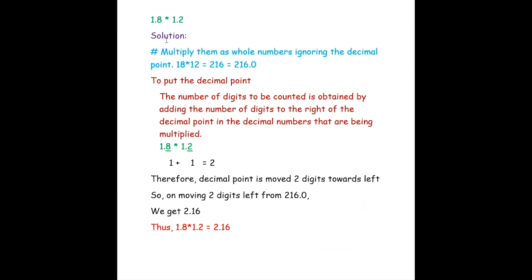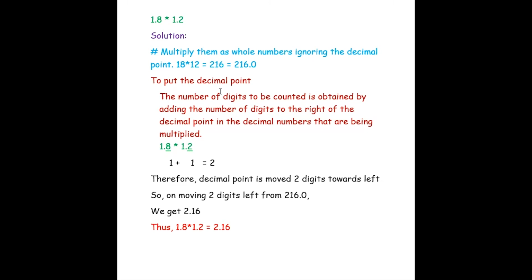Next question is 1.8 into 1.2. Solution. Our first step is to ignore the decimal points and multiply as whole numbers. If you ignore the decimal point, 1.8 will become 18 and 1.2 will become 12. So, 18 into 12 is 216. You have to write it as a decimal number. It will be 216.0, so that our number is not altered.